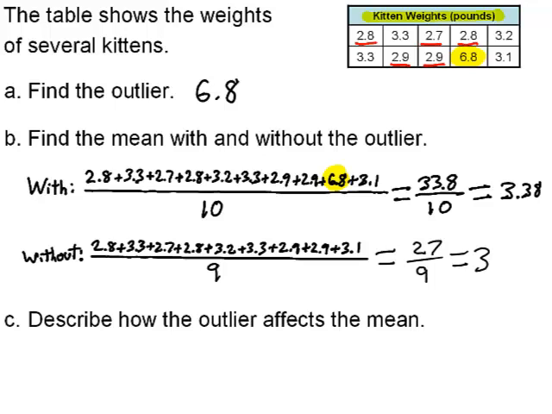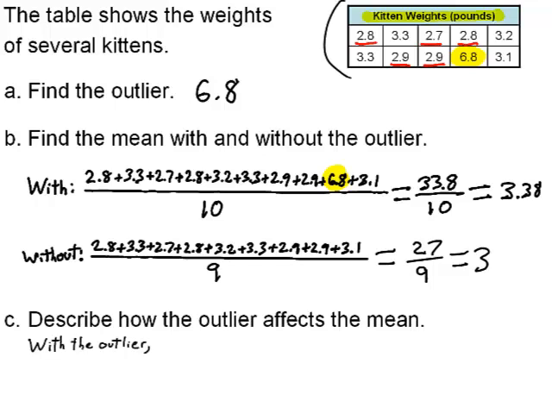Part C. Describe how the outlier affects the mean. Look back at the table of values and compare those values to our mean with the outlier, 3 38/100.